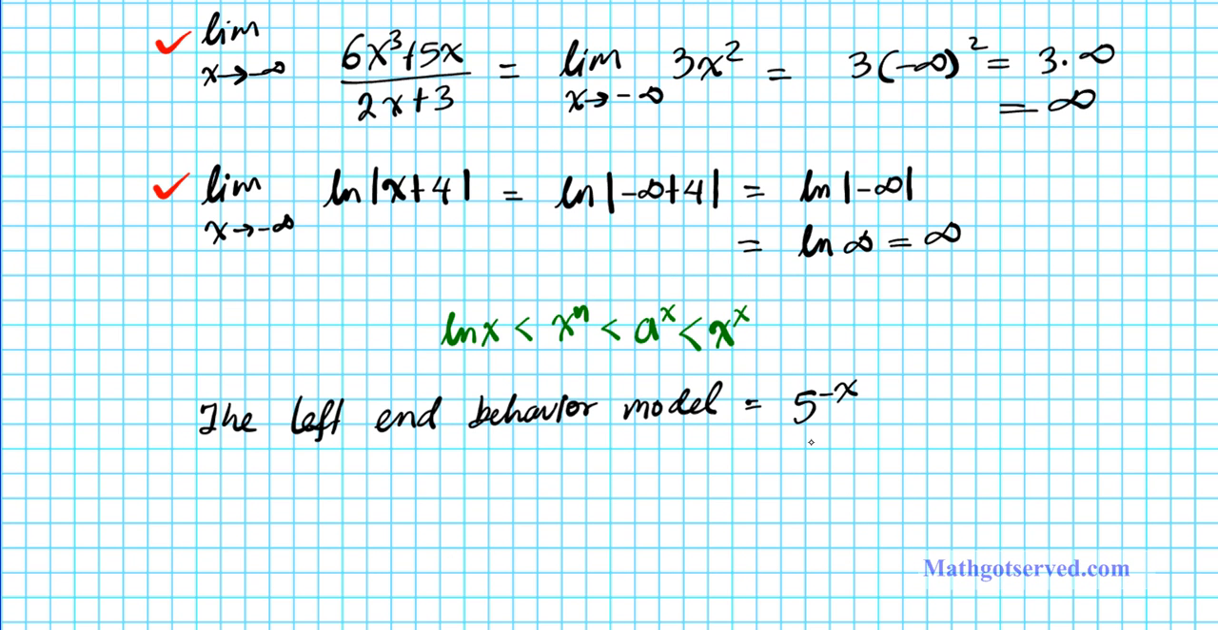Does it dominate? What does this mean? What is the meaning of that, considering the definition of what it is to be an end behavior model? The meaning of this is basically that the limit as x approaches negative infinity of the original function divided by 5 to the negative x, guess what that's going to be? That's going to be 1, because they basically match each other in growth rate at negative infinity, so their quotient is just going to be 1. Okay, so that's what it is to be a left-hand behavior model.